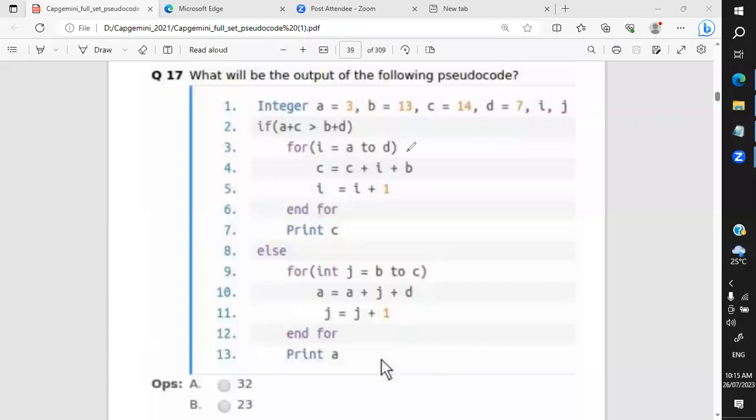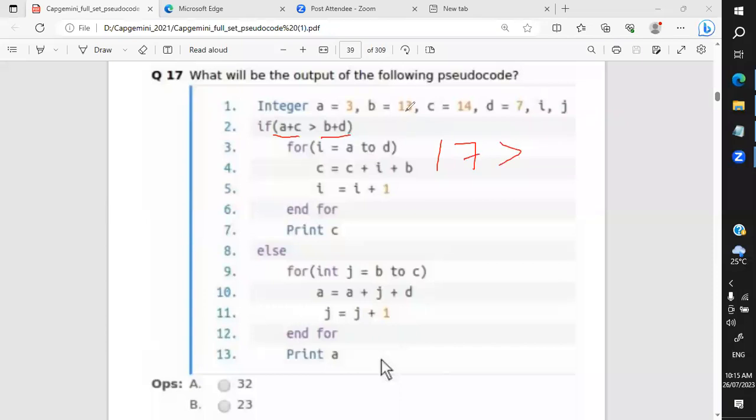Okay. See here. Initially, A is 3, B is 13, C equals 14, and D equals 7. These are the values which are initially given for us. Now we are writing A plus C greater than B plus D. So now we have to compare A plus C. What is A plus C? 3 plus 14. What is 3 plus 14? 17. 17 greater than B plus D.